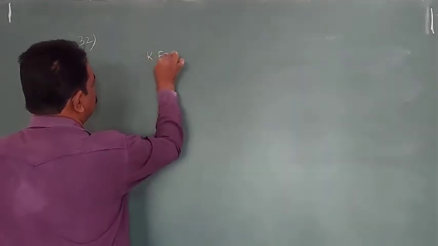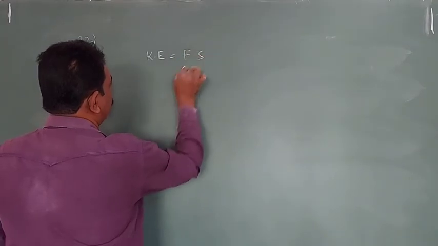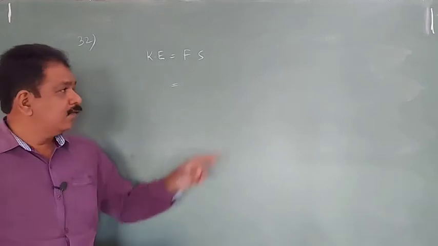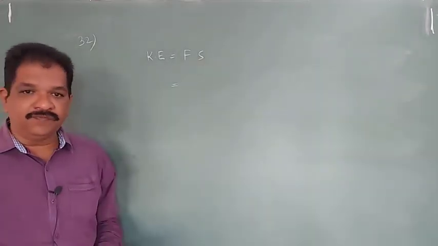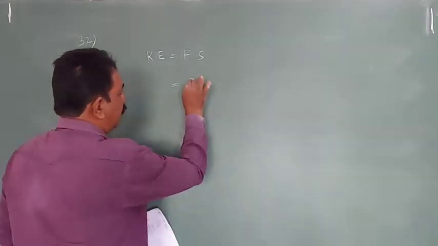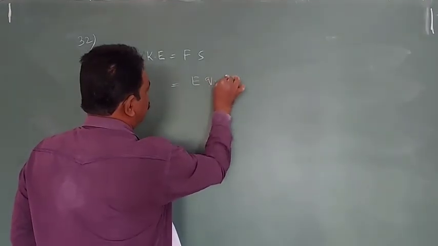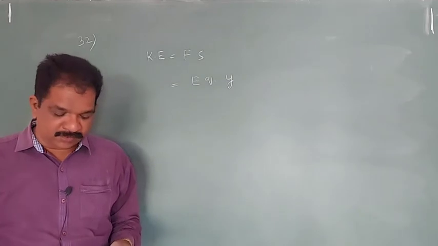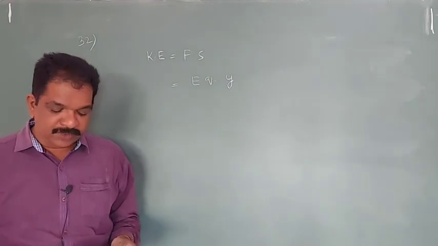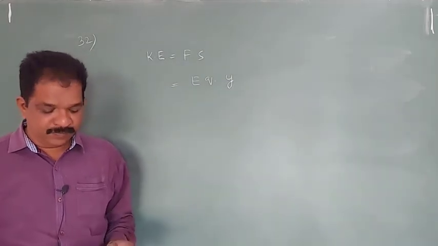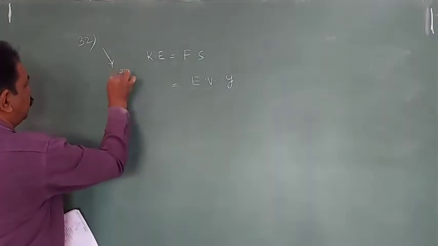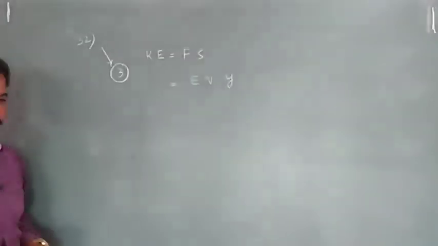Kinetic energy is equal to work done. Work done formula will be F into S. This value F is EQ. Displacement value is Y. So this value is EQY. So 32, it will be the third option.